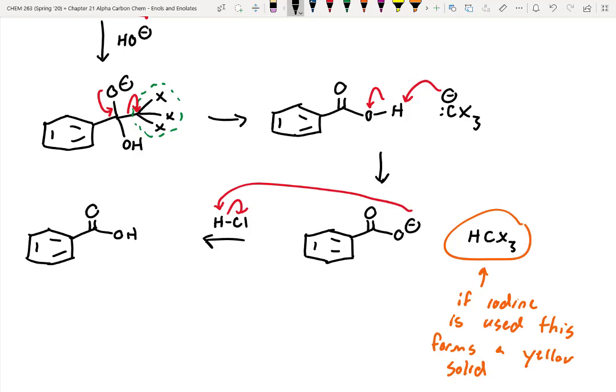All right, so that's where we're going to stop now. When we come back, we're going to look at a lot more chemistry involving the alpha position. Specifically, we're going to look at the aldol reaction.